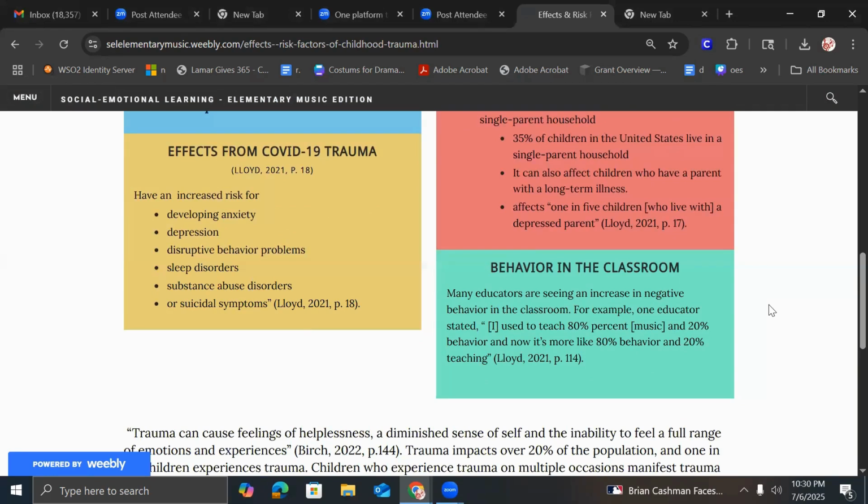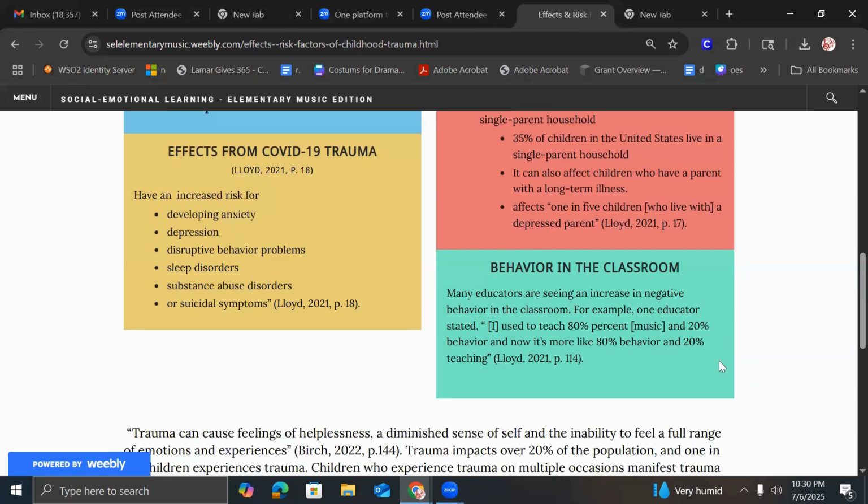And you may have seen this in your classroom with students having developed anxiety, depression. They have disruptive problem behaviors. They have some sleep disorders, and we even have substance abuse disorders and suicidal symptoms. Now, don't think that just because we're in elementary that we don't see suicidal symptoms. I've had two kids in the past 3 years that have had suicidal symptoms and have actually tried, unfortunately.